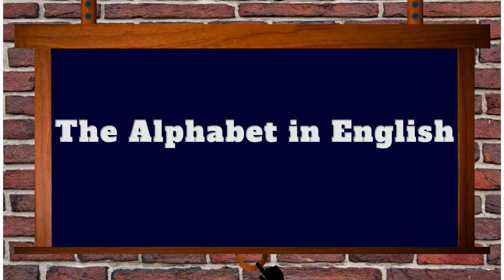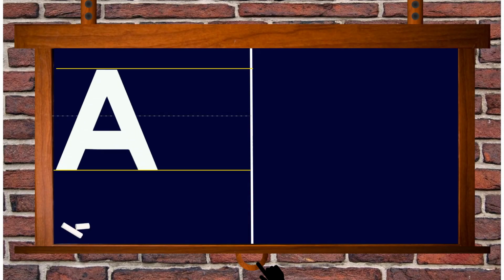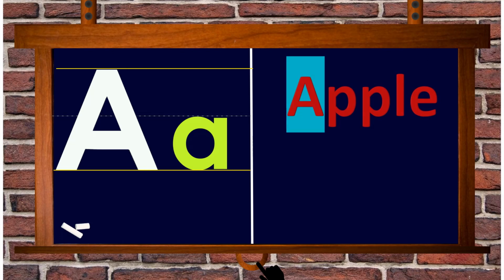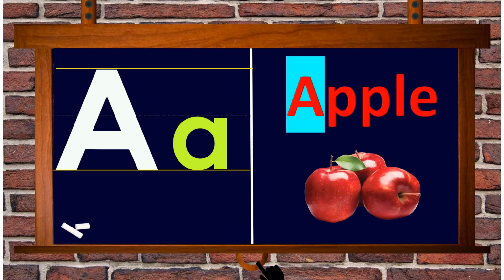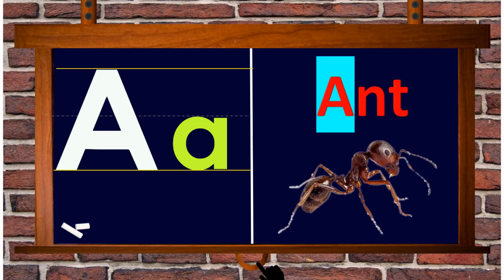The alphabet in English. A. A for apple. A for ant.